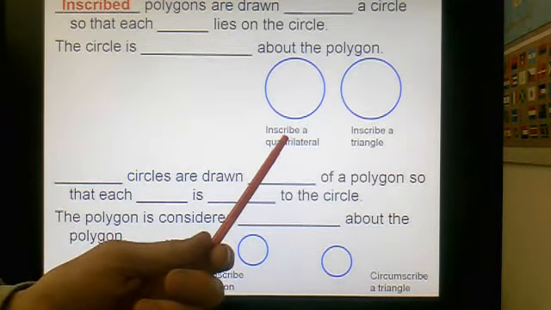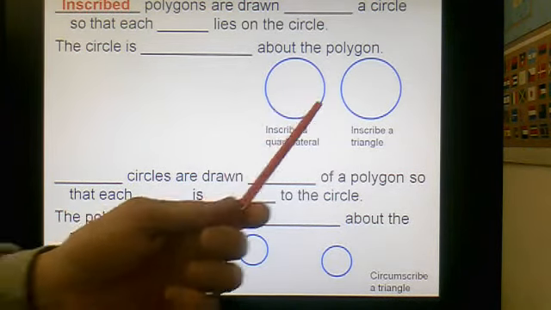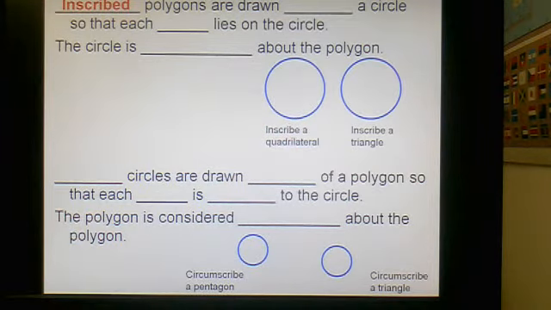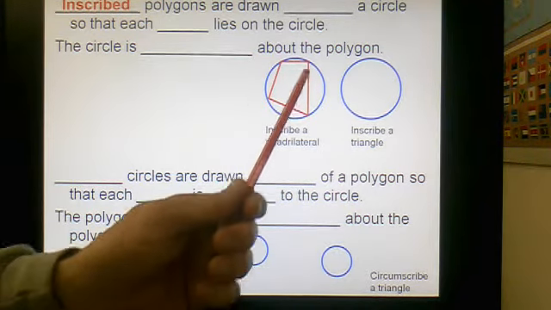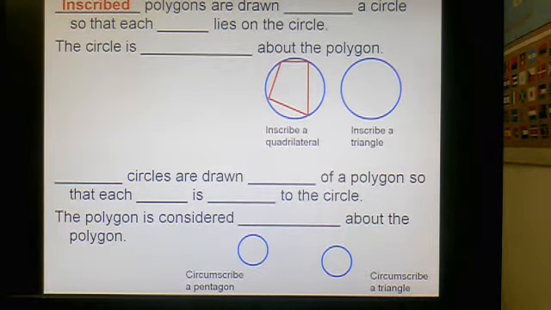So when I say inscribe a quadrilateral, I mean draw a quadrilateral inside here. Now don't just draw it randomly inside here. You want to make sure it touches the circle. And a quadrilateral, if it's inscribed, should touch it in 4 locations. Each of the corners of the quadrilateral, or each vertex of the quadrilateral, lies just on the edge of the circle. So that's an inscribed quadrilateral.